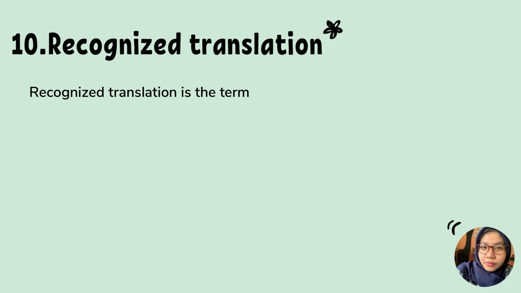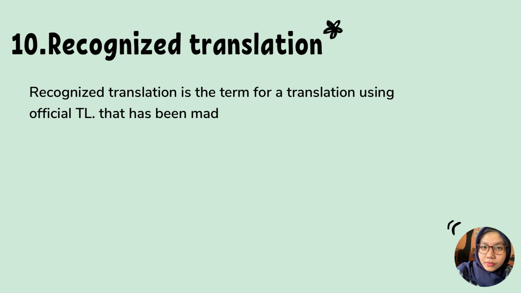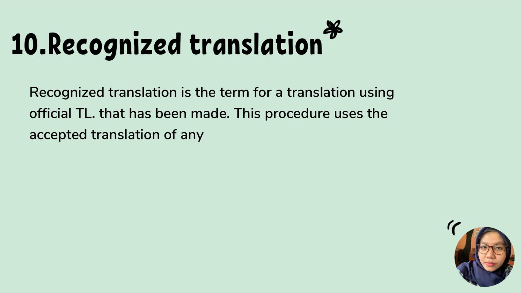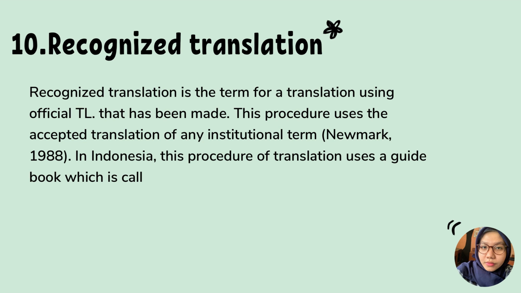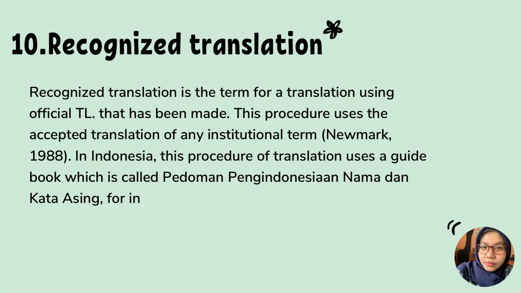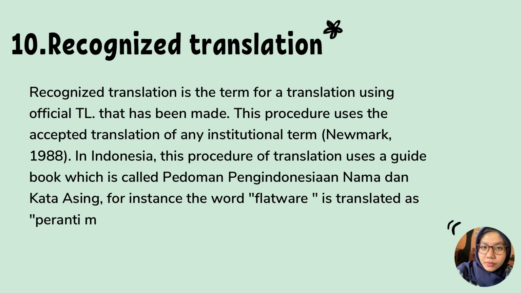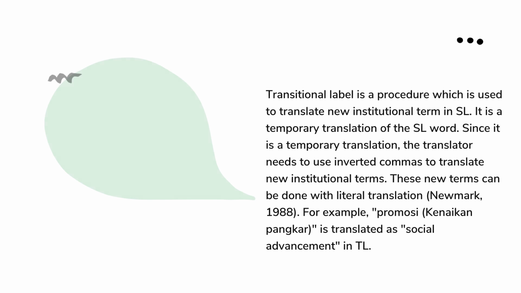10. Recognized translation. Recognized translation is the term for a translation using an official TL term that has already been made. This procedure uses the accepted translation of any institutional term. In Indonesia, this procedure uses a guidebook called Pedoman Pengindonesiaan Nama dan Kata Asing. For instance, the word flatware is translated as "peralatan makan perak" in the book.